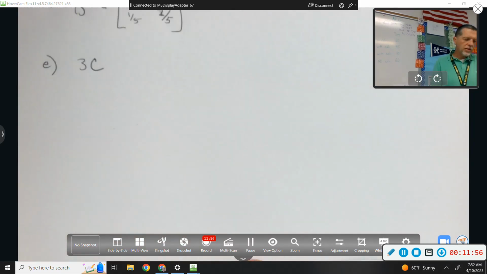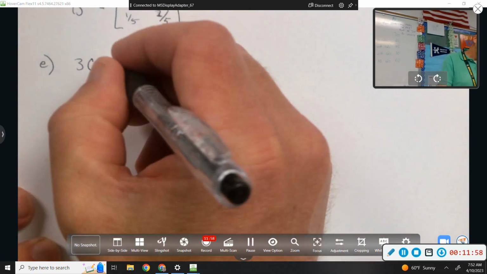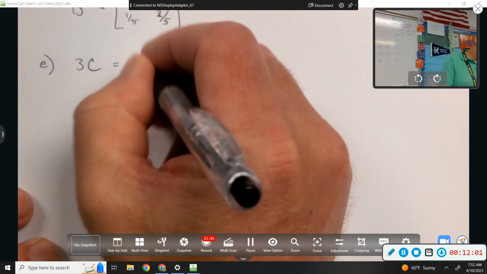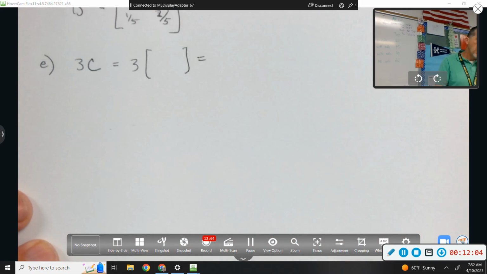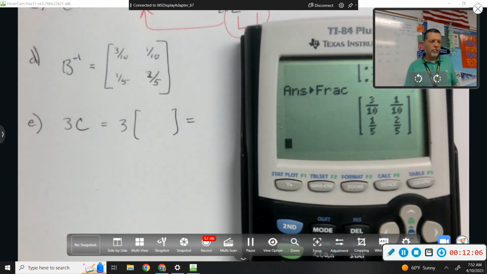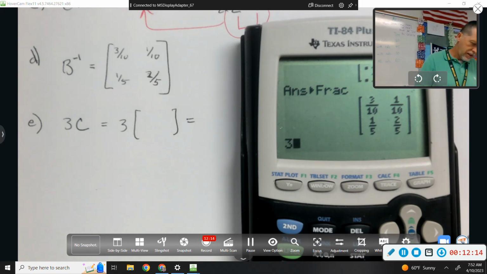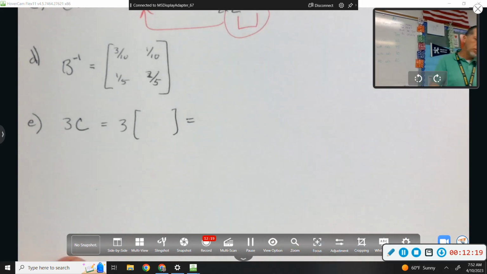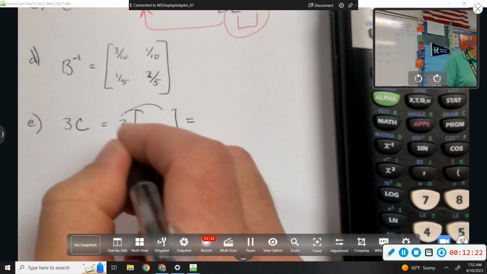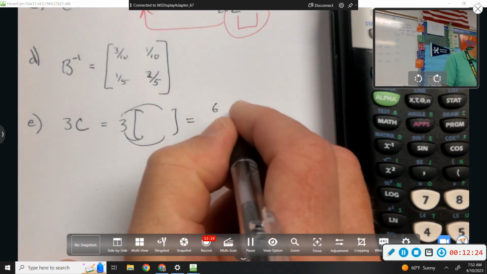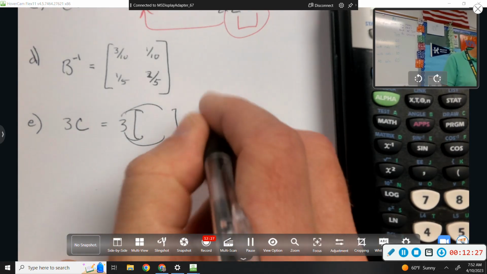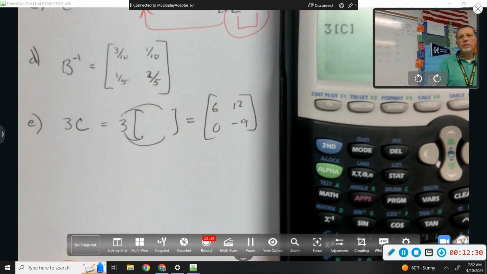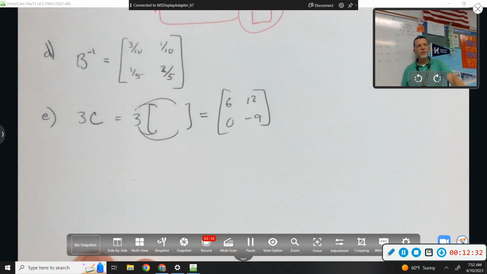Last one, then we'll do something else. 3 times C. Again, you could just go to the calculator, but 3C distributes a 3 to everybody in matrix C. So it might even be faster to do 3C without the calculator, because all it does is distribute the 3 to each element. Again, probably faster without a calculator than with a calculator.